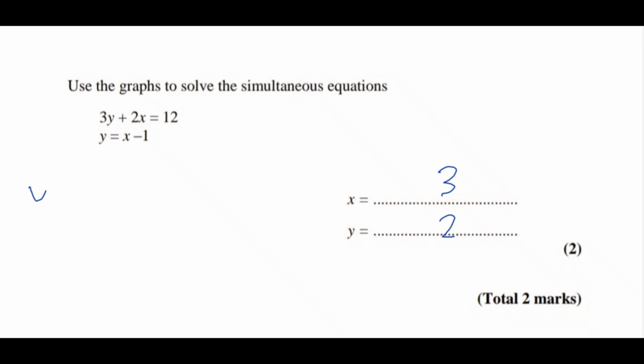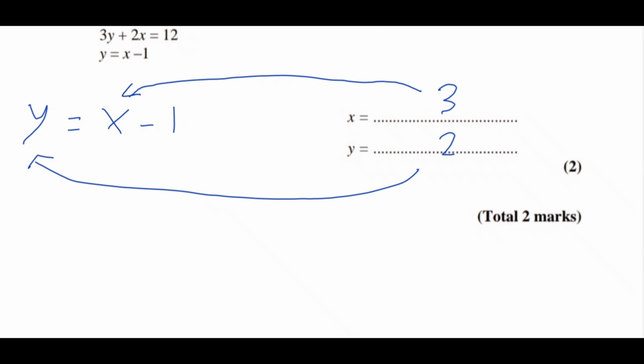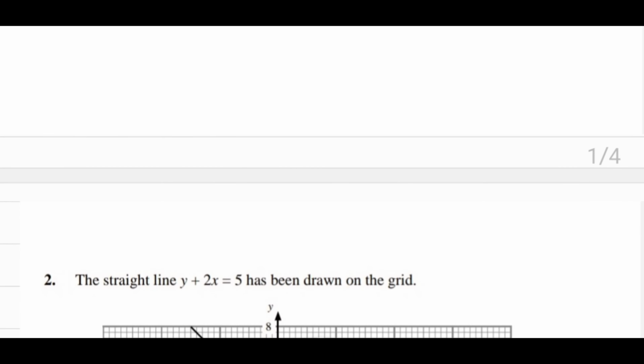And we can double check if this answer is correct by substituting these values into either equation that is given to us. So we can sub in the x for the x and the y for the y. What happens now is we'll have 2 equals 3 minus 1, which is pretty trivial and is obviously true. So we know this is the correct point of coordinates. Let's move on to the second example.